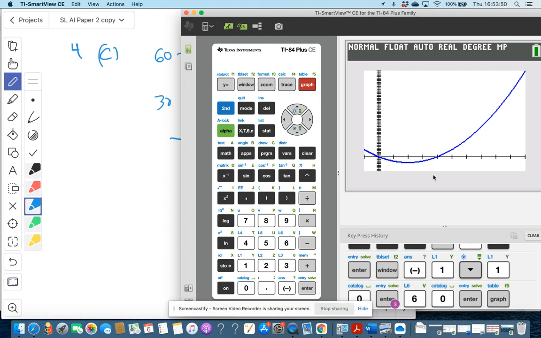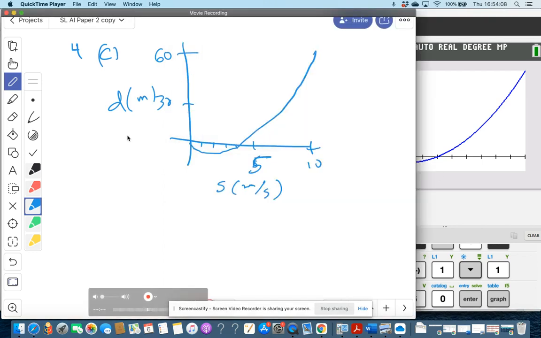Okay, and then that's a 5. This is speed in meters per second. And this is distance in meters. Okay, so I might get 3 points for that sketch, something like that.